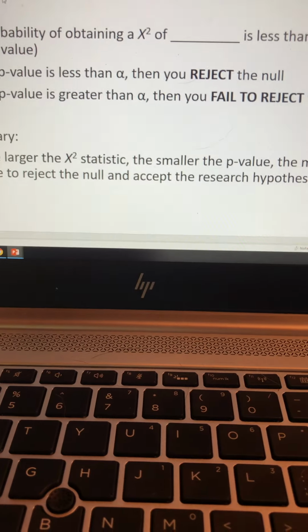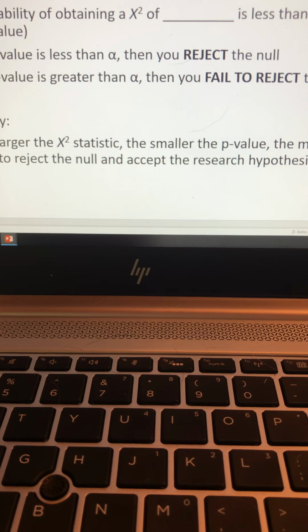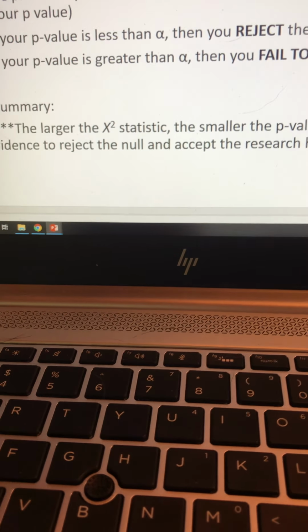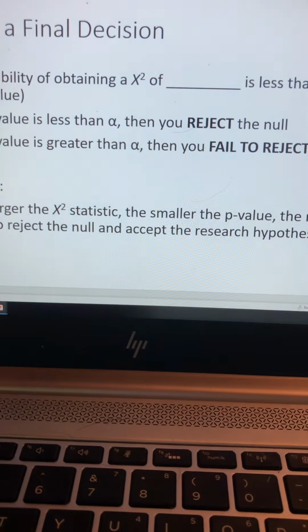And here's the thing: the larger the chi-squared statistic, the smaller the p-value, right? As your test statistic goes up, 58, 59, the higher it goes, the smaller your p-value gets. If your test statistic goes up, your p-value goes down, and your likelihood of rejecting the null, finding a relationship, goes up, right?